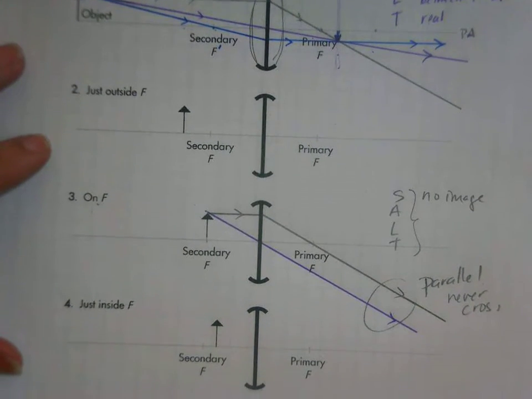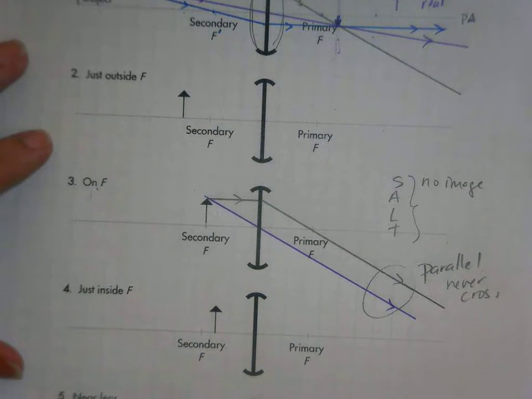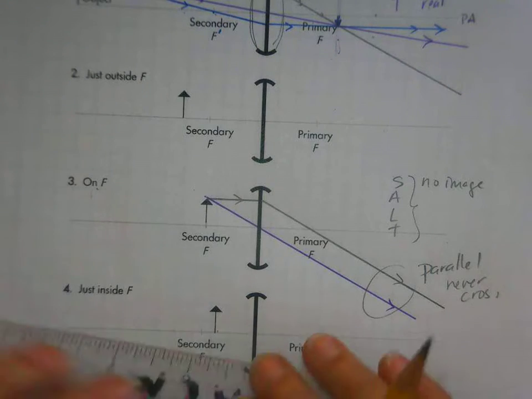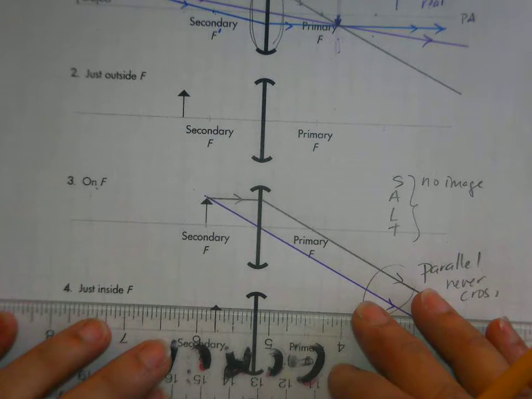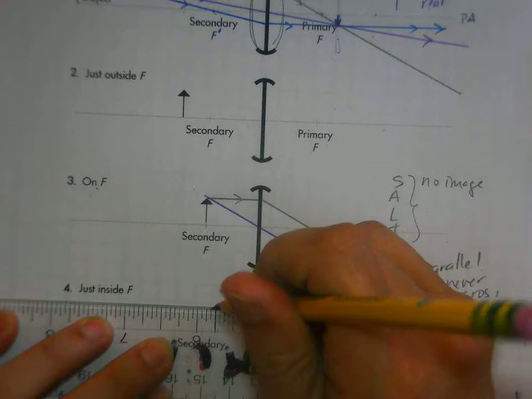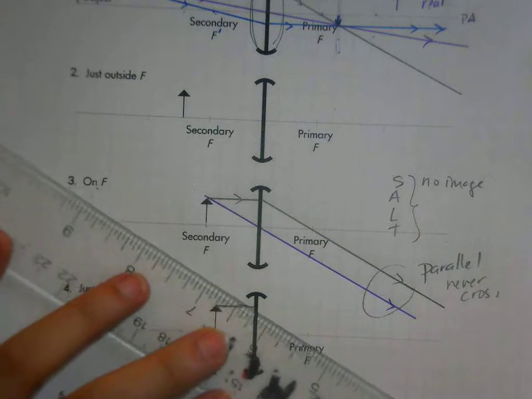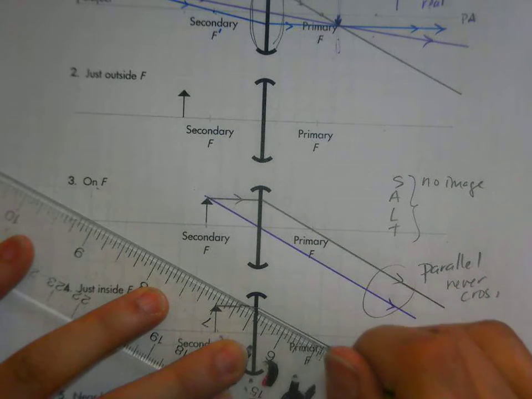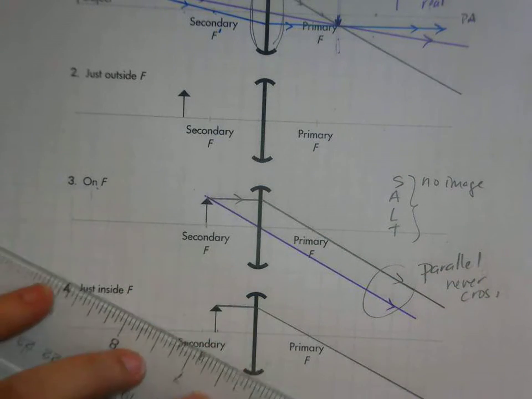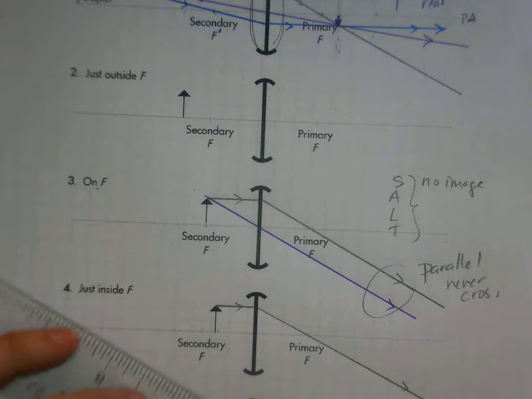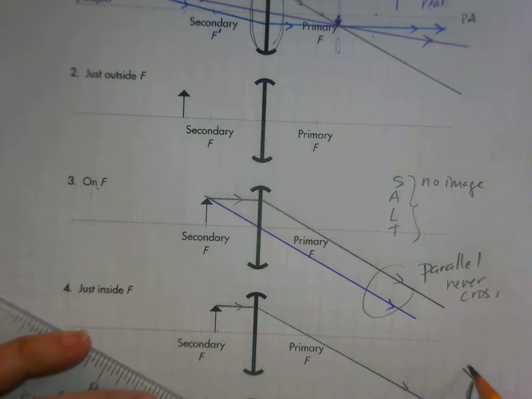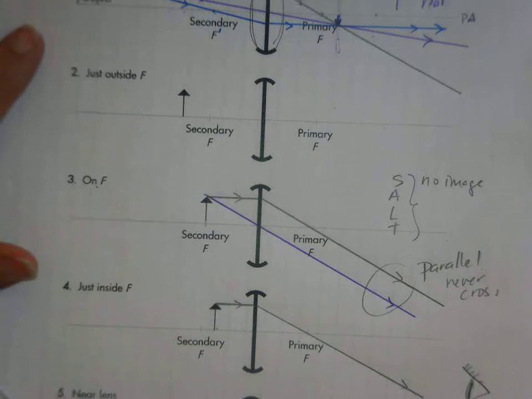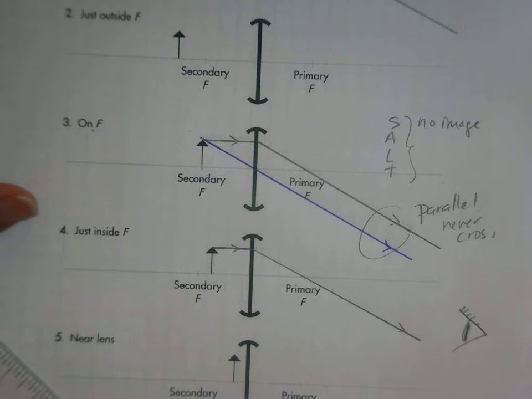All right, so what about just inside F? So do that first one. Parallel to the principal axis, gets refracted through the primary focus. All right, so that goes through here. Our eye is somewhere here. Oops, you guys can't see that, sorry. I'll push it up. There we go, here's our eye. The rays are coming to our eye.